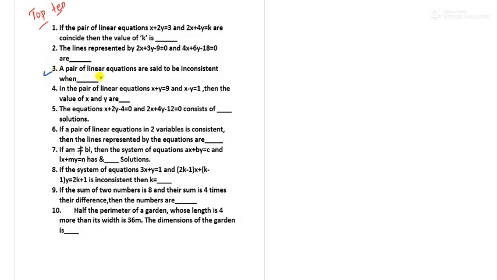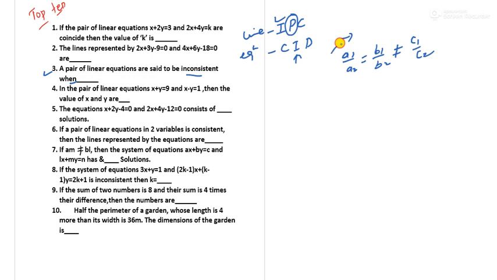Next question is, a pair of linear equations are said to be inconsistent when. So you have to remember this trick, IPC CIT. So these are lines, okay, and these are what? These are the type of equation. So inconsistent they are asking, so here it is inconsistent, so it means they are parallel. So for parallel, the condition is a1 by a2 equals b1 by b2 and not equal to c1 by c2. So this is the answer.